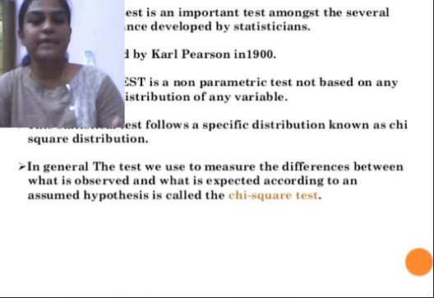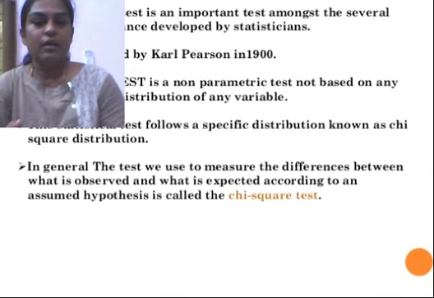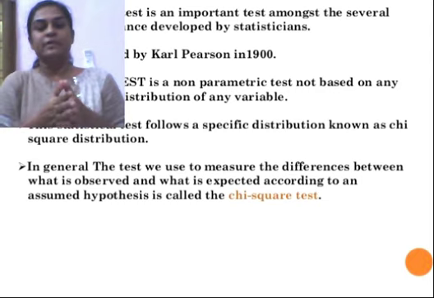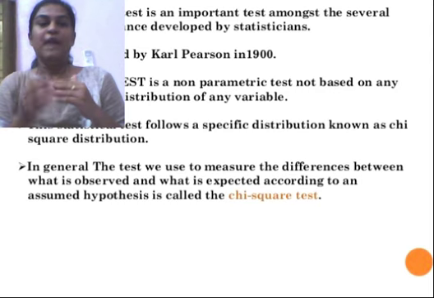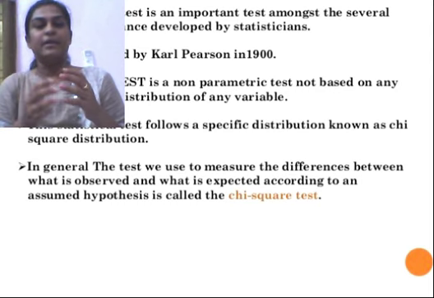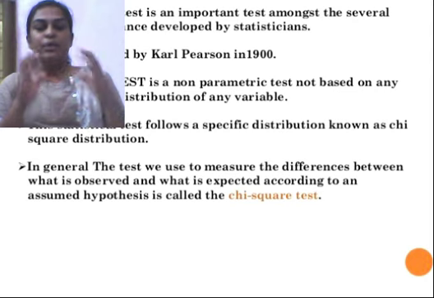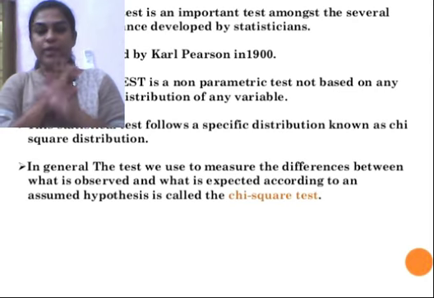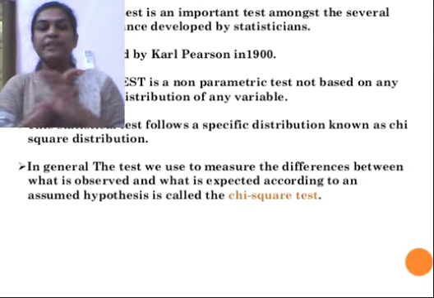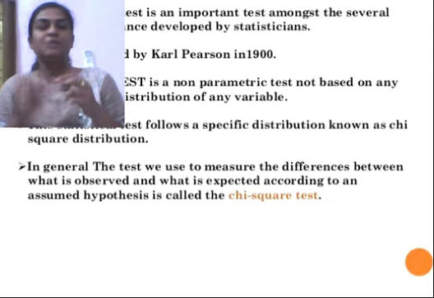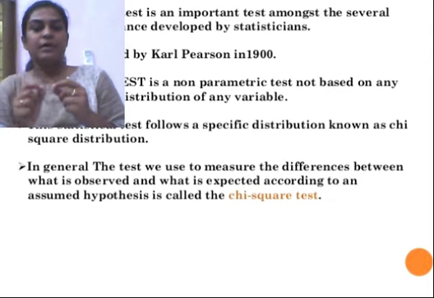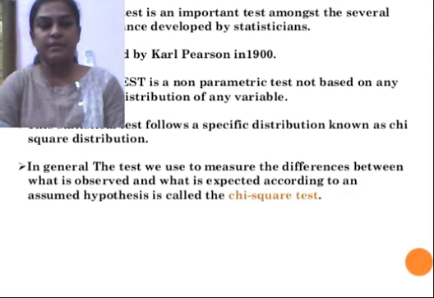In this chi-square test, we are going to measure the differences between what is observed and what is expected according to an assumed hypothesis. This particular hypothesis testing tool was developed by Karl Pearson in the year 1900. It is purely a non-parametric test. It is not based on any assumptions or on any distribution of any variable. This statistical test follows a specific distribution known as the chi-square distribution.